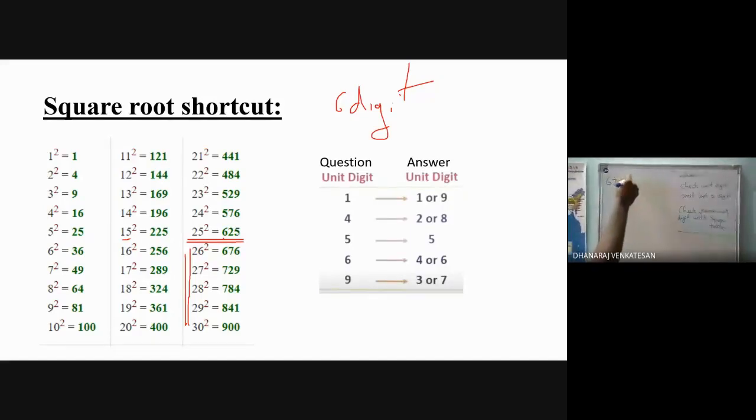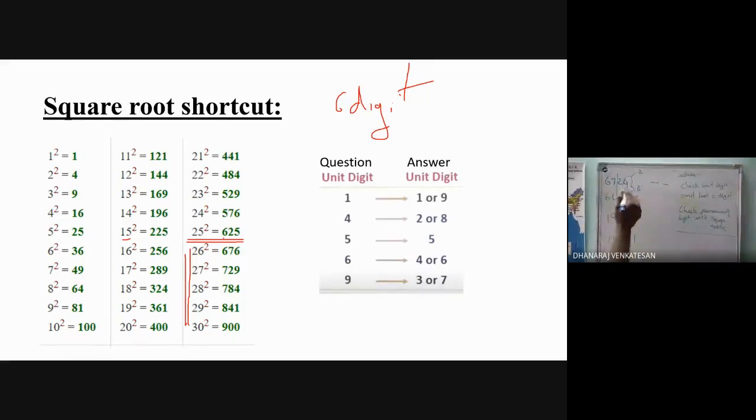6724, 6451, 615625, 11881. Okay, I'll repeat again. First step is to check the unit digit. It will be 2 or 8.